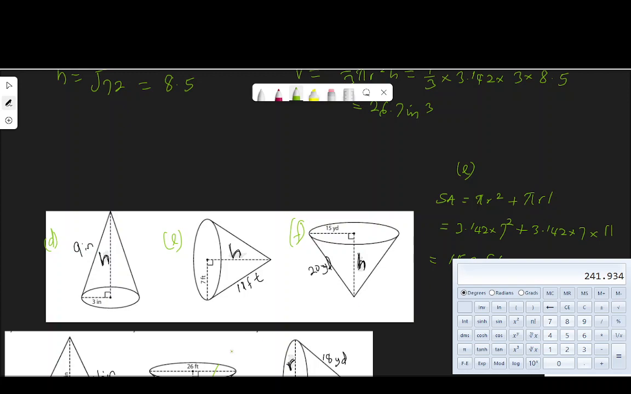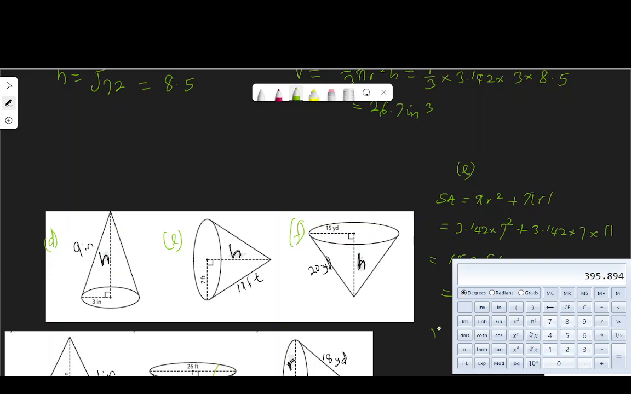241.9. Okay, I have 2 decimal places here, so let me round that to 2 decimal places too. And let me add up the two numbers, plus 153.96. That gives me 395.9 approximately. 395.9 inches cube is the volume of, oh no, we are still in surface area, not volume yet. Surface area is supposed to be inches square. So 395.9 inches square.